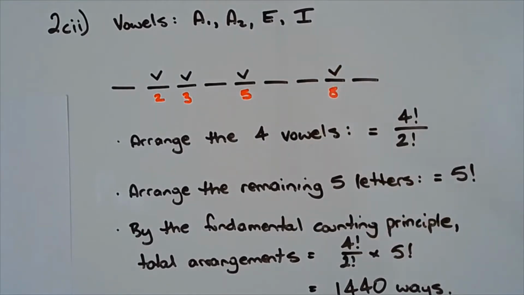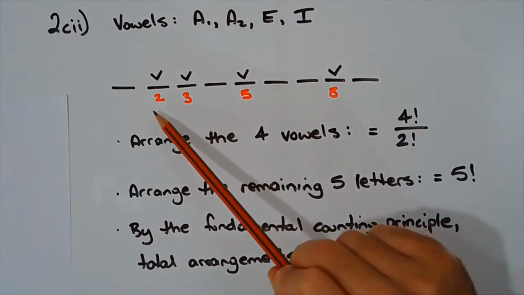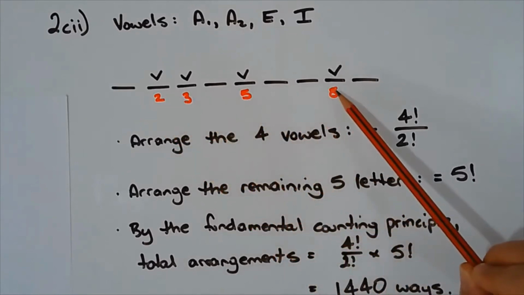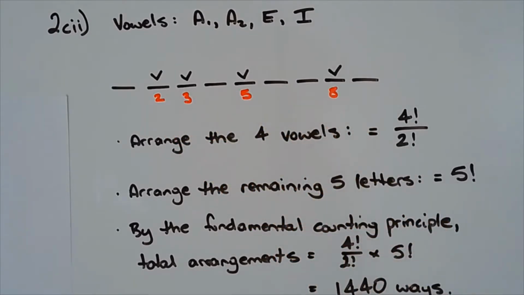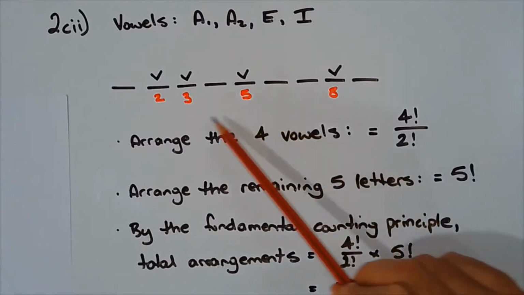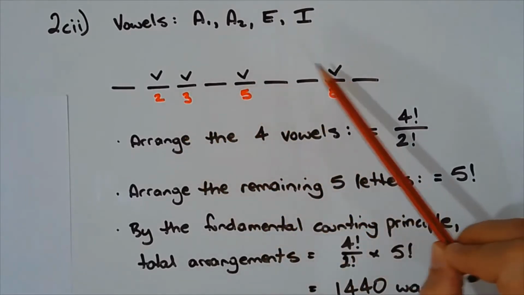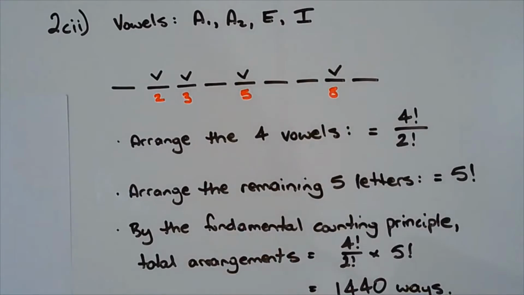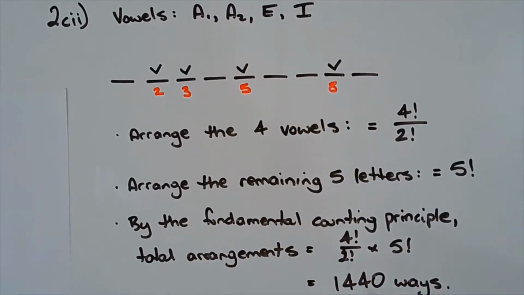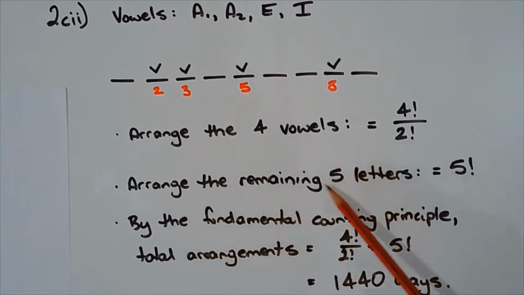Now there is a restriction, and the restriction here is that the 4 vowels need to be placed in positions 2, 3, 5, and 8. So we'll need to work out the number of ways that these 4 vowels can be arranged in these 4 positions, taking into account this repetition of the letter A. Then we'll work out the number of ways we can arrange the 5 letters around these 4 vowels. And then finally we'll apply the fundamental counting principle to work out the total number of arrangements possible.